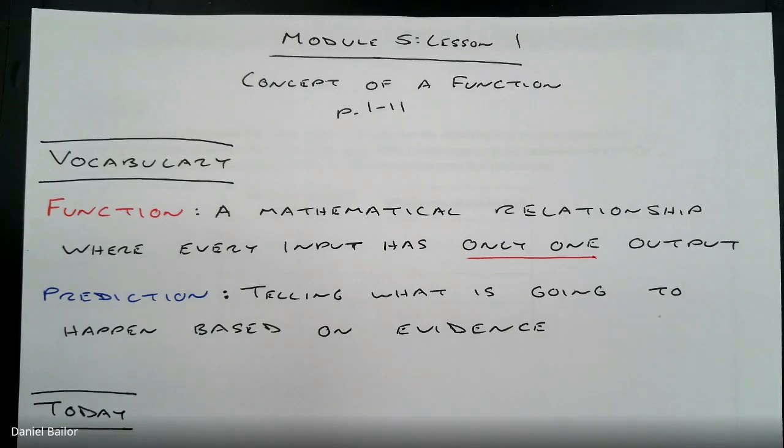The next vocabulary word is prediction. A prediction is telling what is going to happen based on evidence. So using evidence to tell what is happening next or what already happened is a prediction. You're going to make predictions today about functions.